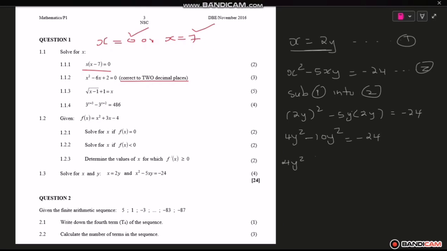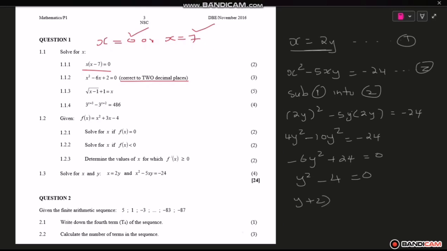Therefore 4y squared minus 10y squared, actually these are like terms, we can have an answer. The difference of 4 and negative 10 is negative 6y squared, equals negative 24, actually plus 24 equals 0. Then you can divide both sides by negative 6. We have y squared minus 4 equals 0.